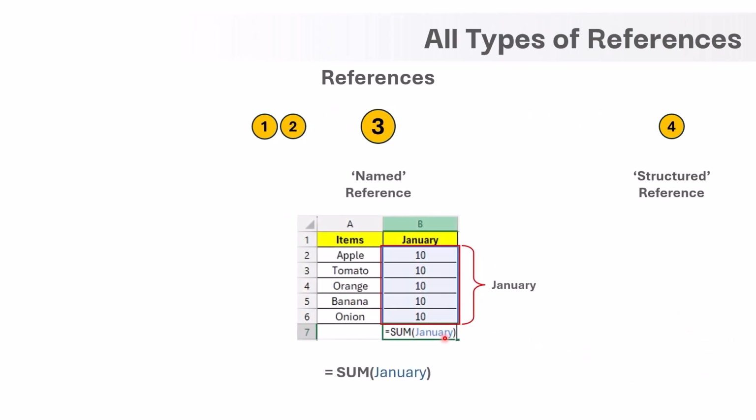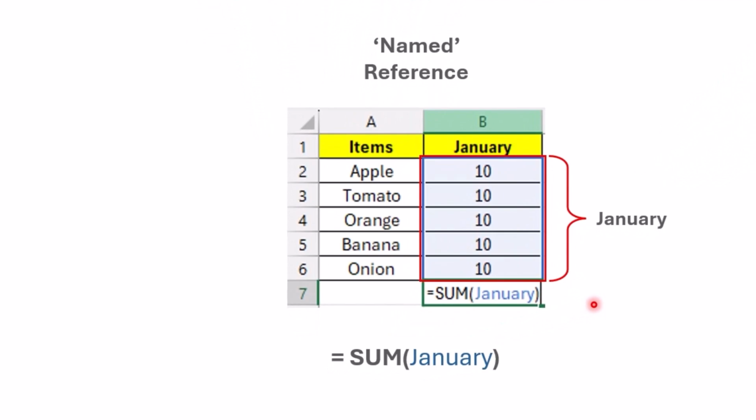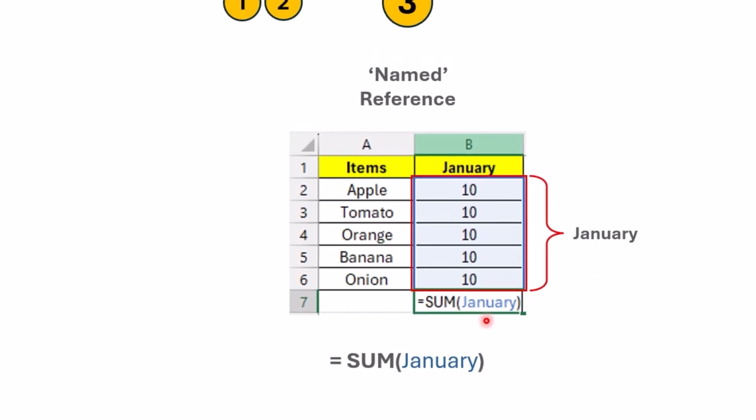The next is the named reference, and it is pretty simple. Say we want to sum all the values again below the January header, we just have to name this range as January or any name you wish and use that name directly in the sum formula.